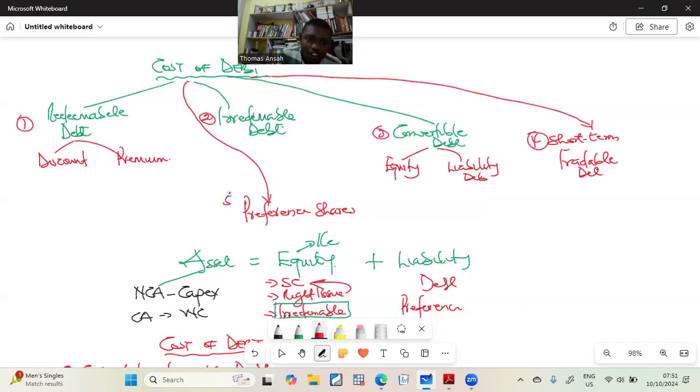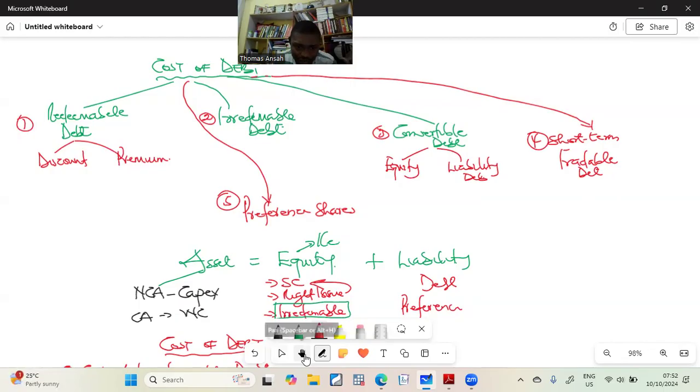Then we add preference shares as part of our debt. It actually has two sides to it. We have redeemable preference shares, which are debt according to IAS 32, and we have irredeemable preference shares, which are equity according to IAS 32. All right, so that is from the financial reporting perspective of things.